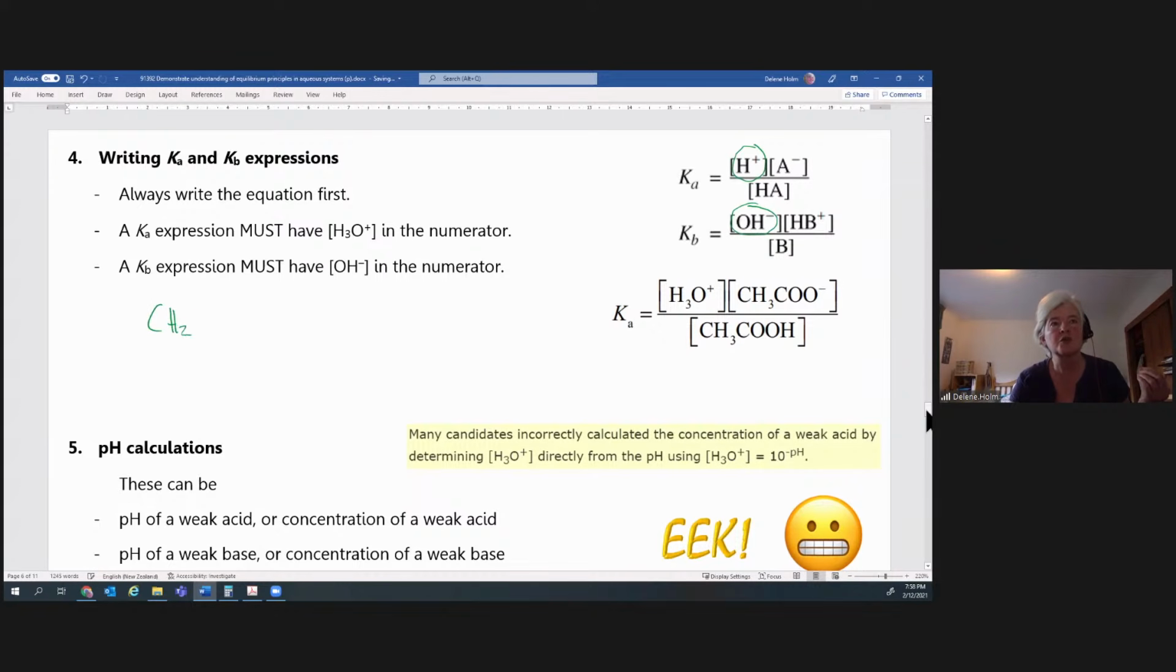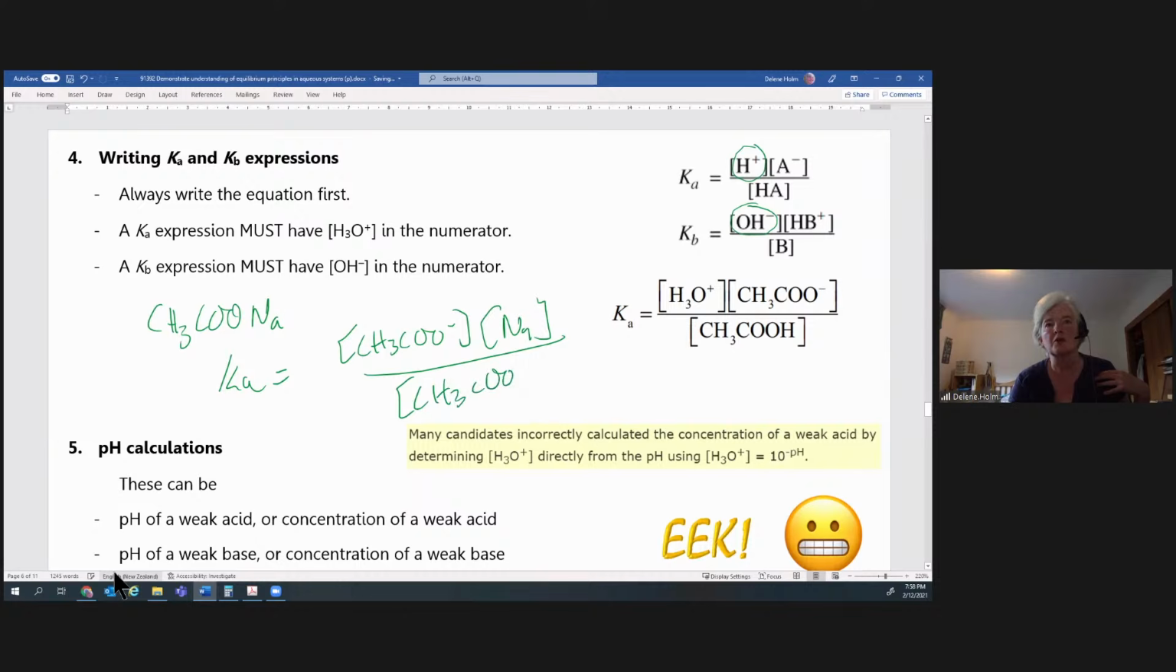So a lot of students, when they get given this, for instance, they don't see it as a salt. And then they'll write, okay, Ka is equal to, and then they'll write CH3COO minus Na plus all over CH3COONa. Now, does that make sense? Is that a Ka expression? Does it have an H3O plus in it? It doesn't, so you know you've done the wrong thing. You should have split it up first and then done the next equation.